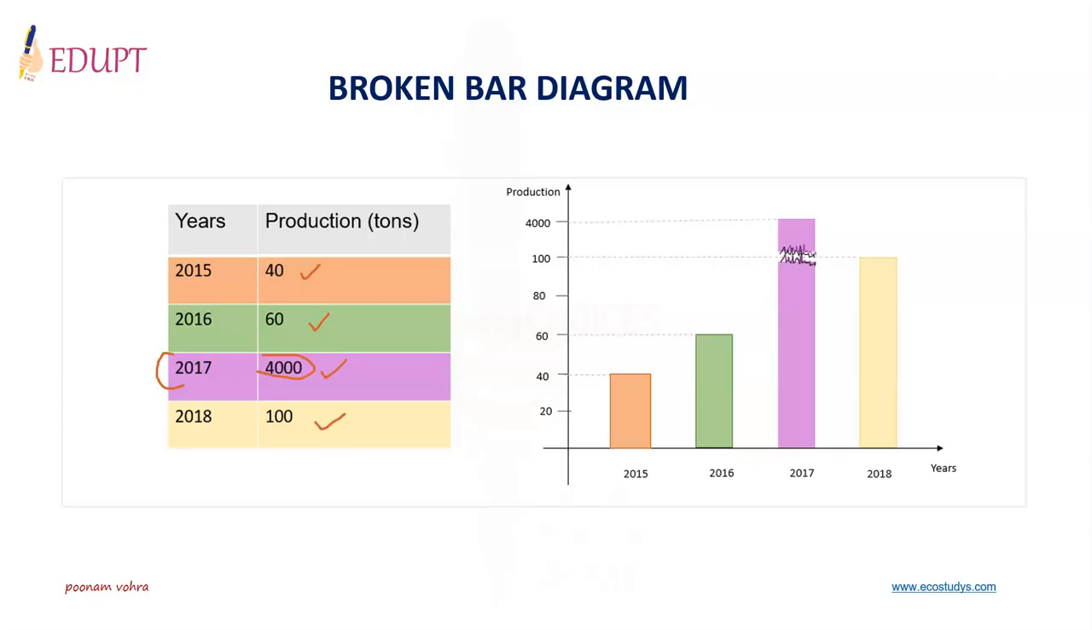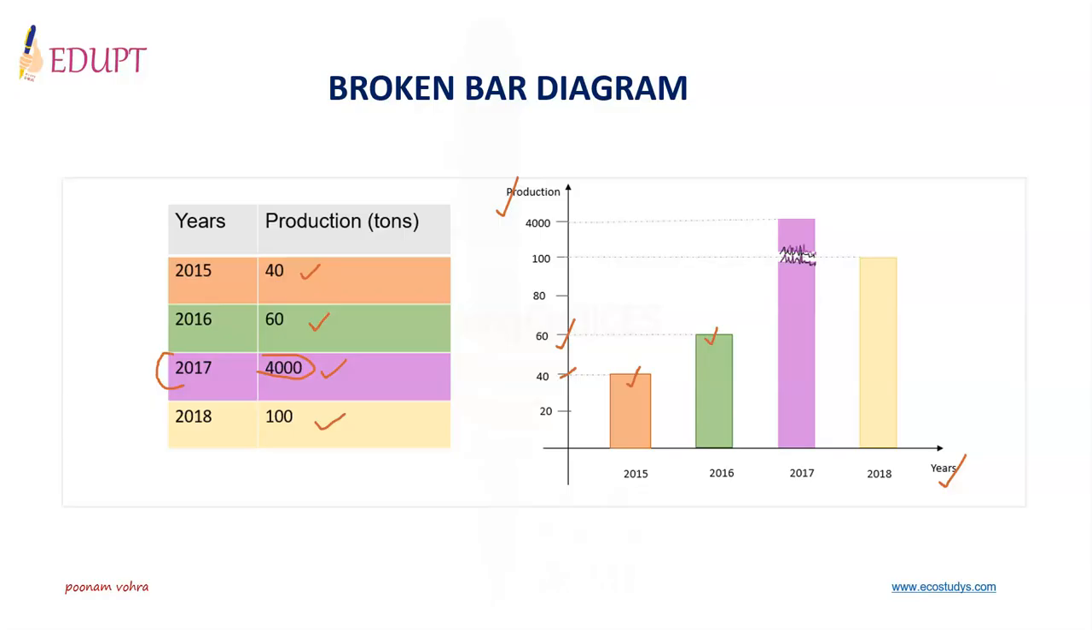So we make a scale on x-axis. It is the time period, number of years. On y-axis, production in tons is taken. And as usual, we make bars as per the scale. So this is the first one in 2015, represent 40 tons. 2016 represent 60 tons.